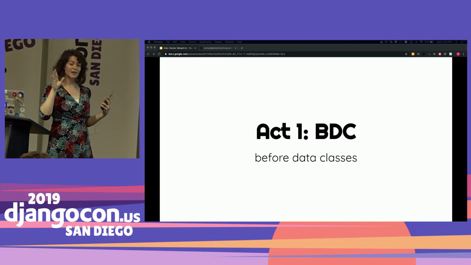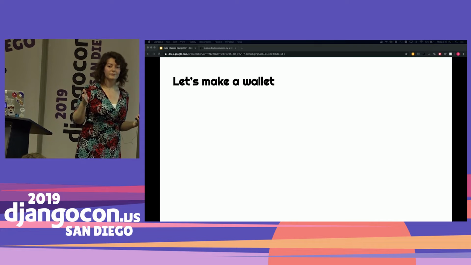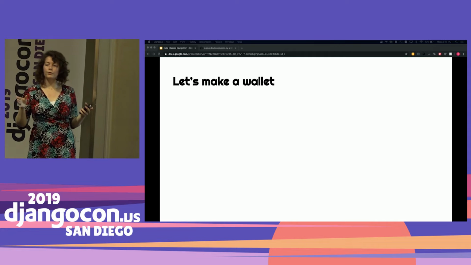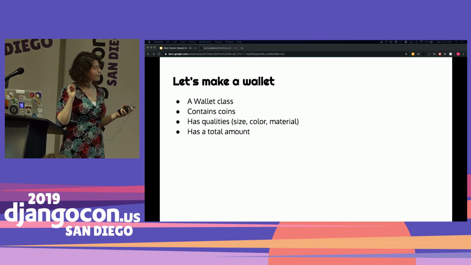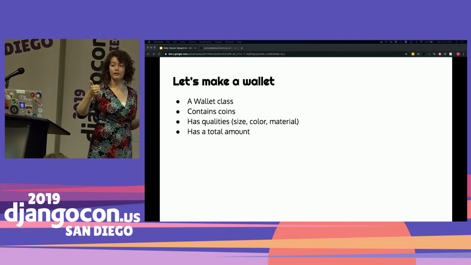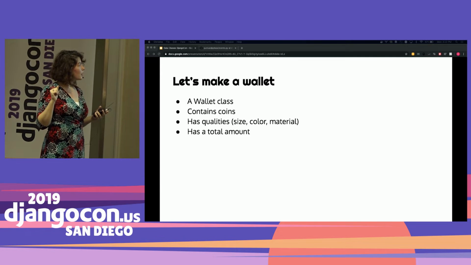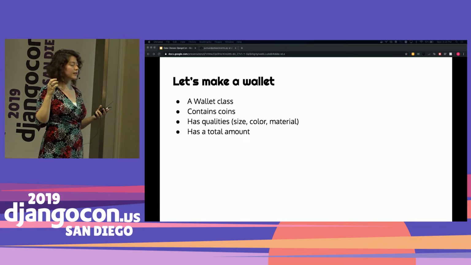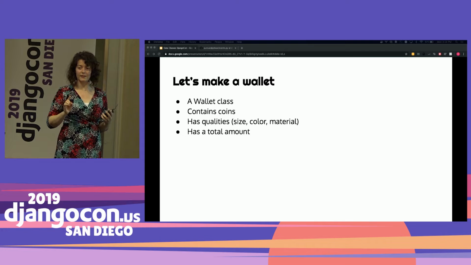Before data classes, an example. I would like to make a wallet. I'd like to make a class wallet. And I needed to do a few things that you would expect a wallet to be able to do. I want it to be a class, so it can inherit, it can use any kind of special class things that I need to do. It contains coins. It has qualities that likely won't change, and it has a total amount. I would like my very special wallet to tell me exactly how much money is in it at one time.